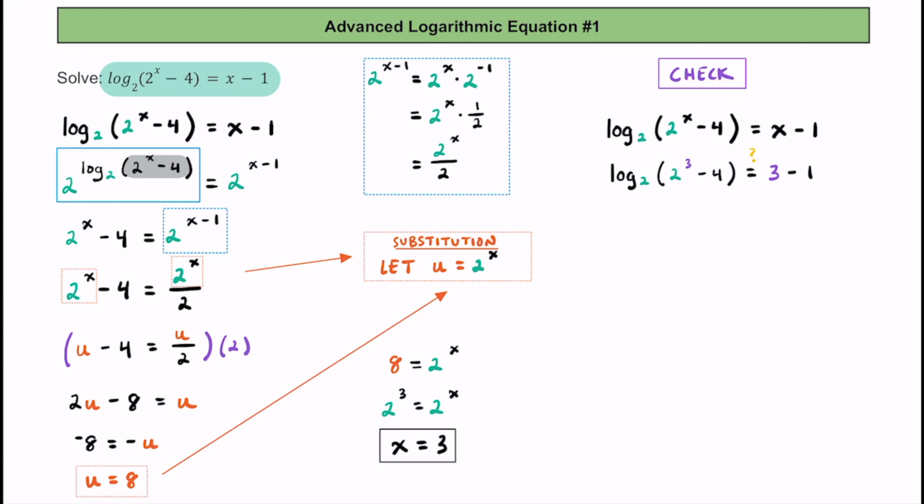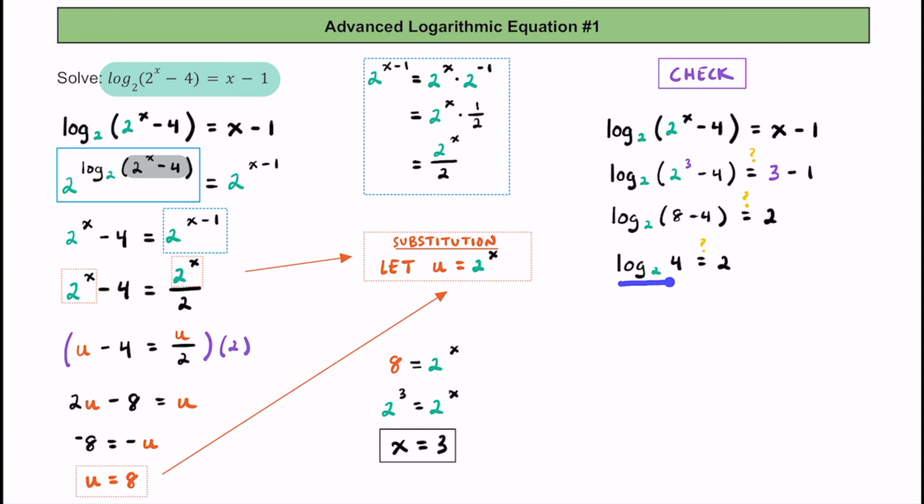On the left side, let's cube this 2. So 2 to the third power is going to equal 8. So we can write log base 2 of the quantity of 8 minus 4 on the left side of the equation. And then on the right side, let's just subtract 3 minus 1. That's going to equal 2. So let's see if we can keep simplifying this a bit. Then let's just subtract 8 minus 4 here. That's going to equal 4. So we're going to have log base 2 of this 4 on the left side of the equation, and let's see if that's equal to 2.